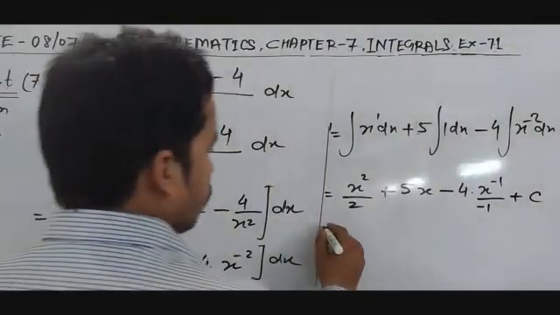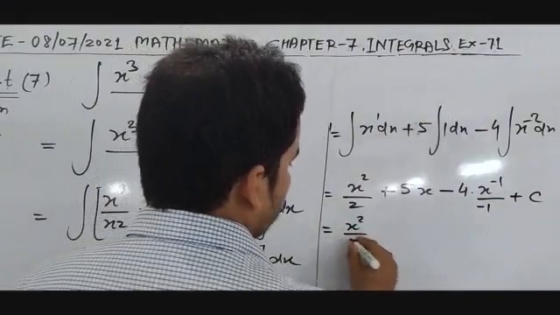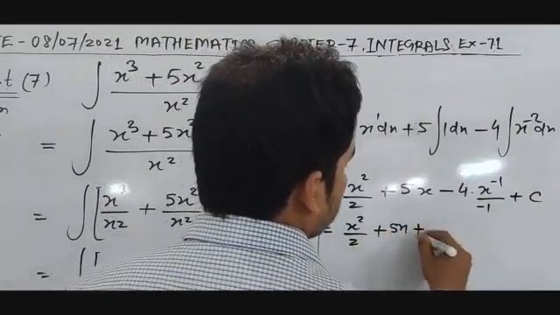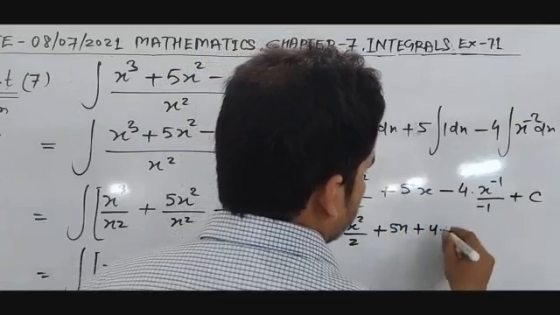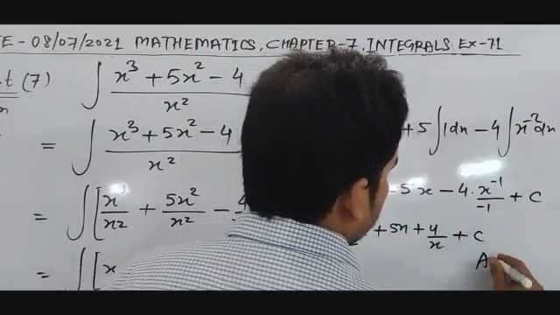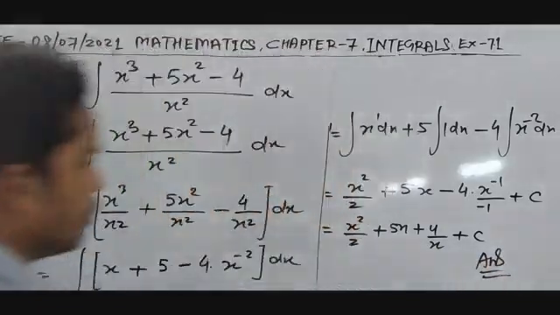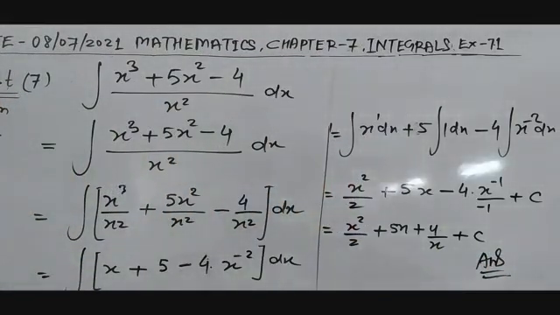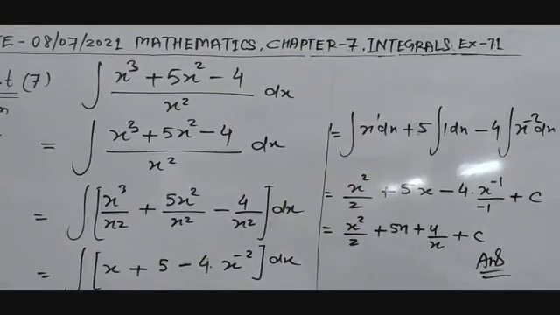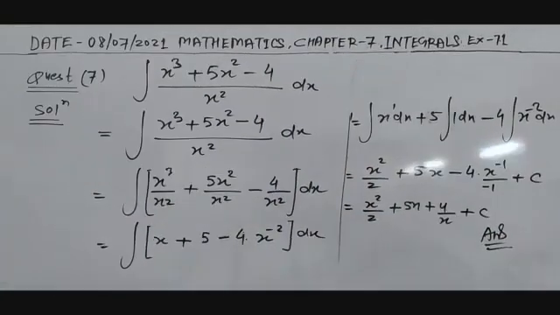So now x square by 2 plus 5x minus, it will be 4 times x inverse, means 4 by x, and plus c. So this is the answer. This question is completed. Now come to the next question.